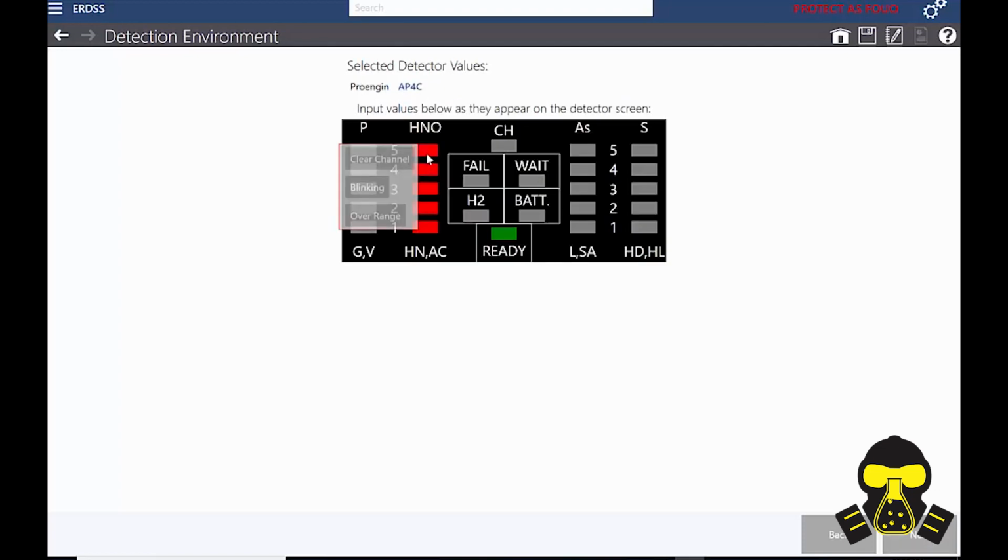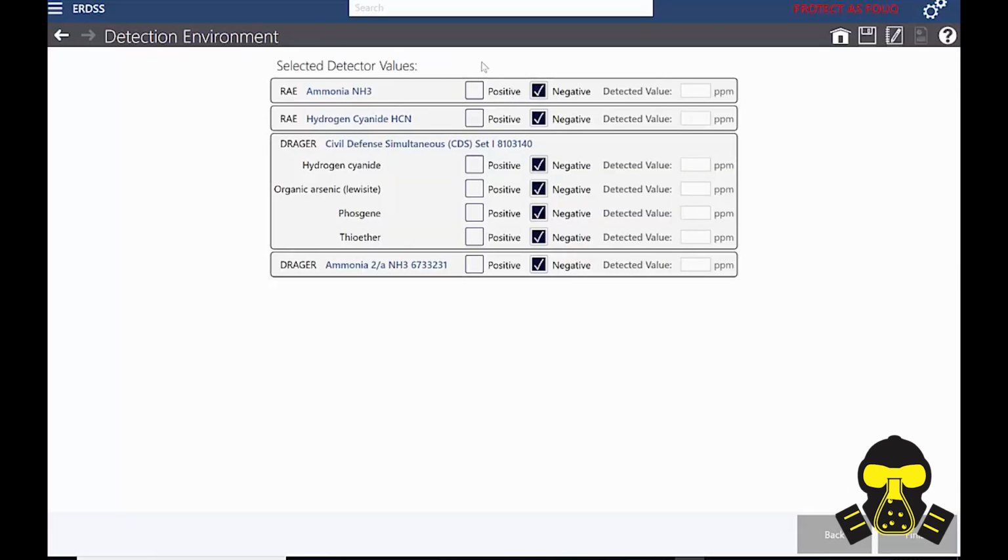I'm going to say that the nitrogen channel's maxed out, but not overmaxed. It's at the highest. Let me say the ammonia is positive, but let me say the hydrogen cyanide is positive as well. I can go in and put in a set and reading. So let's say, what's that, 200? You'll see what I'm doing in a minute. Here's your Simultest. Here are the things it's measuring for. Let's just say negative on all of those and positive on this one too.